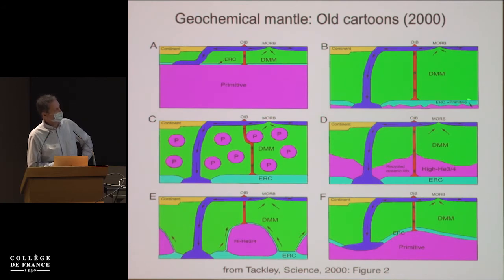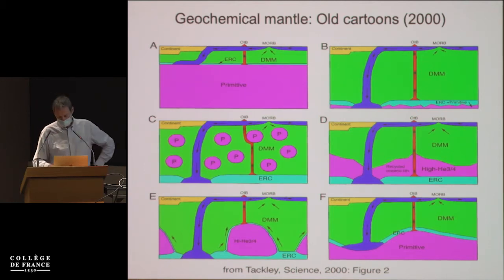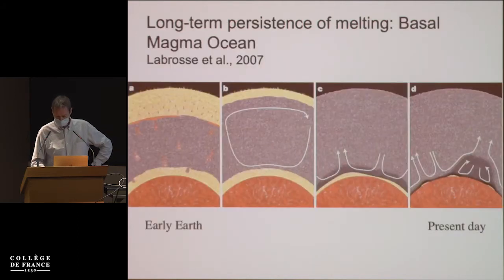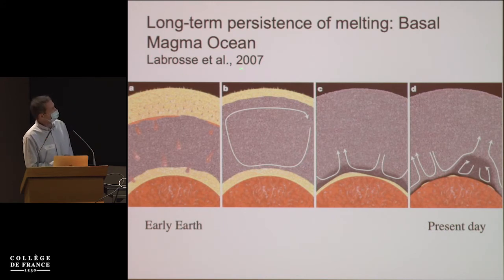One is that there's just a layer of anomalous material at the bottom, or maybe a larger undulating layer, or maybe plumes of primordial material, which is related to what these beams that Maxime is proposing. Anyway, it's all very well to come up with lots of cartoons, but we need to test them with dynamical models. Another possibility, proposed in 2007 by Stefan and colleagues, was a basal magma ocean.